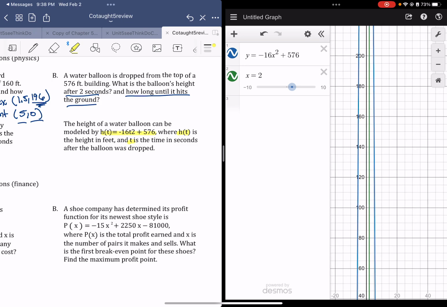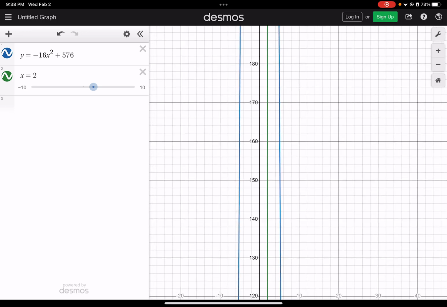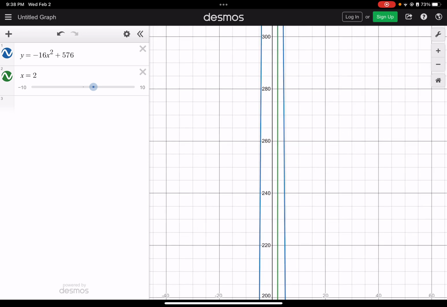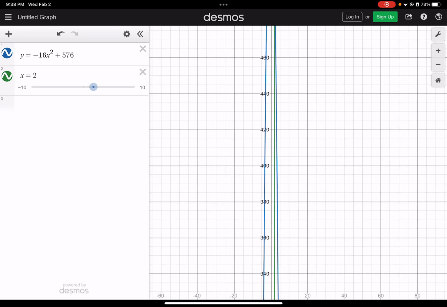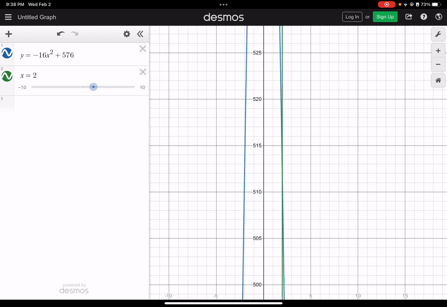I'm going to give myself some more space. Let's see where those two lines meet. Okay, looks like they're getting close right about there. There we go. Okay, so those two lines meet at 2, 512. So that means at 2 seconds, the parabola goes through the point, or in other words, the ball goes through the point 512 feet. So at 2 seconds, the ball is at 512 feet.